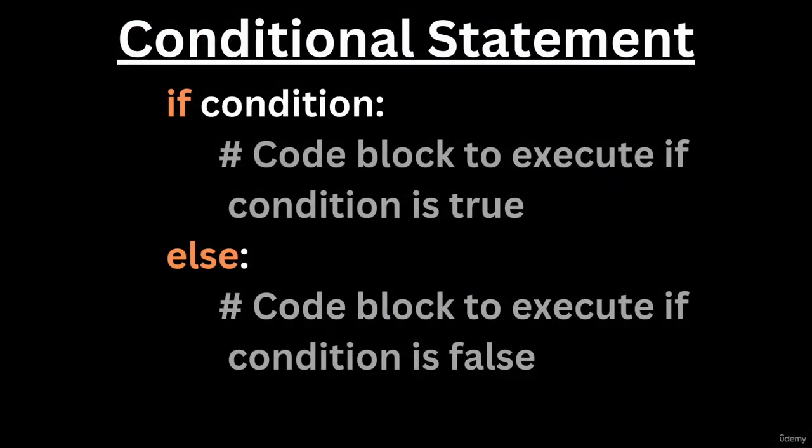The else statement provides an alternative block of code to run when the if condition is not true. It works as a fallback option. As you can see here, the else block does not have a condition. It automatically runs when the condition in front of the if statement is false.